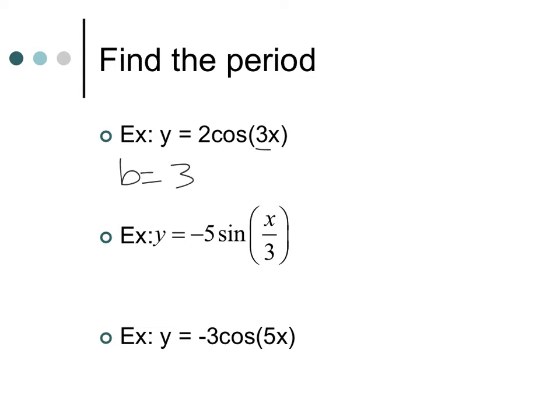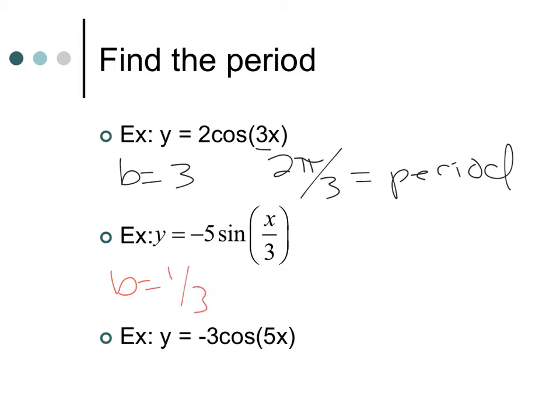And what that means is our graph is going to be shorter. Because the original period was 2 pi, we're now dividing it by 3, which gets us a period of 2 pi over 3. That is shorter than the original 2 pi, so the whole graph is going to be horizontally shorter. If we look at our next function, our b value is going to be 1/3. So, for our period, we would divide 2 pi by 1/3, which is going to equal 6 pi. Since that is bigger than the original 2 pi period, we're now going to have a longer function.